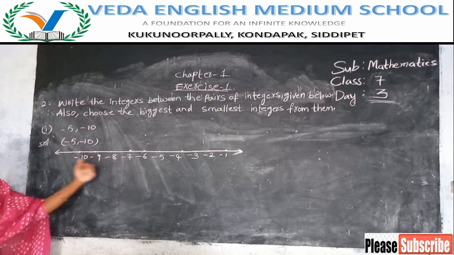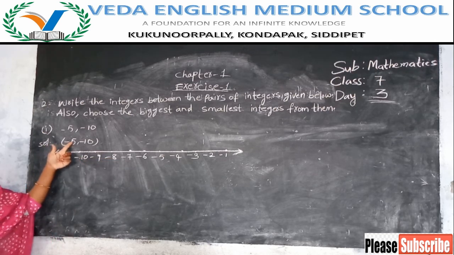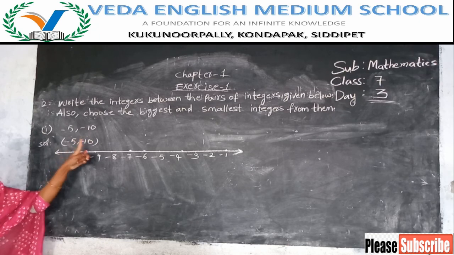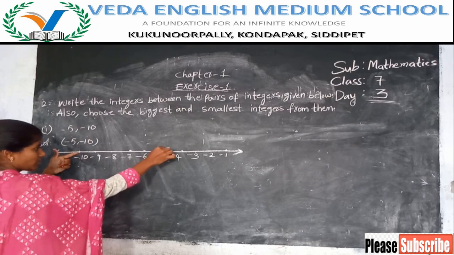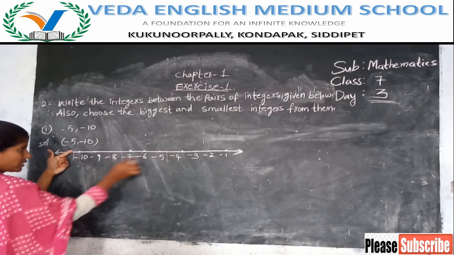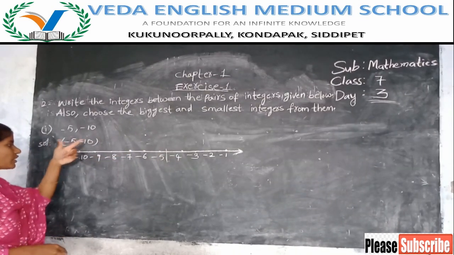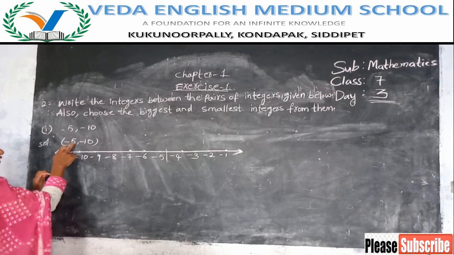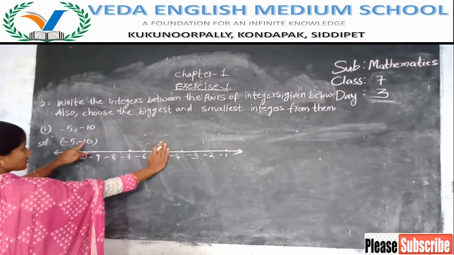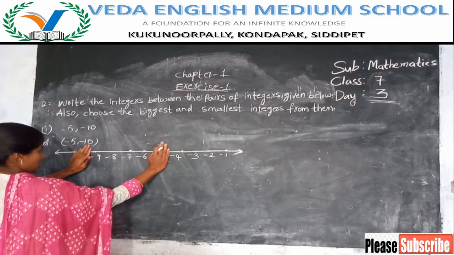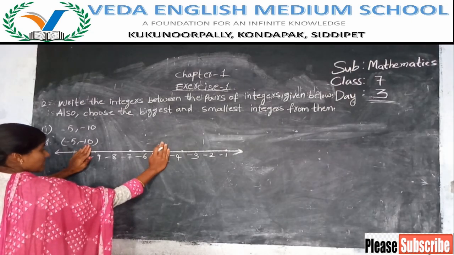Negative numbers number line. Now see between -5 and -10. Here we have -10, here we have -5. From -5 to -10. -5 they have already given, so don't count -5. -10 also they have given already, so don't count -10. Now say how many integers are there?